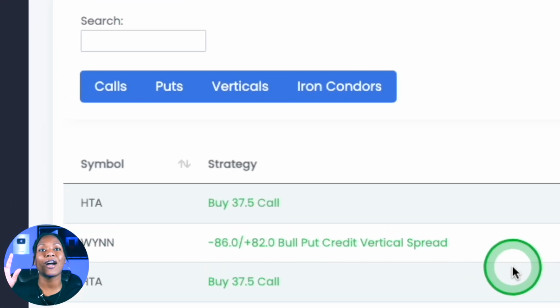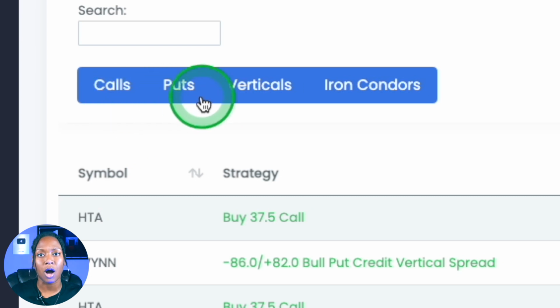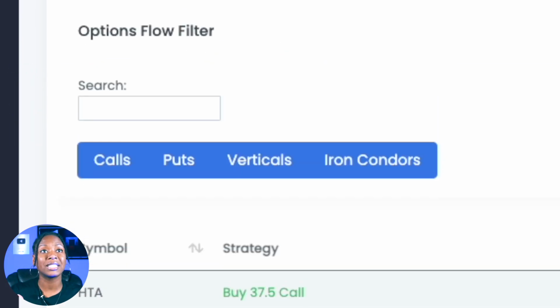Now, what's going to stick out first is this blue row with different option strategies. So you'll see calls, puts, verticals, and verticals means spreads. And then you'll see iron condors. And so you'll notice right now that they're all highlighted. So we're being shown plays from each of these.